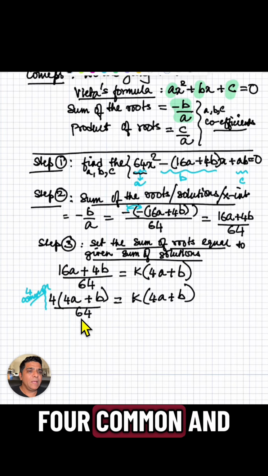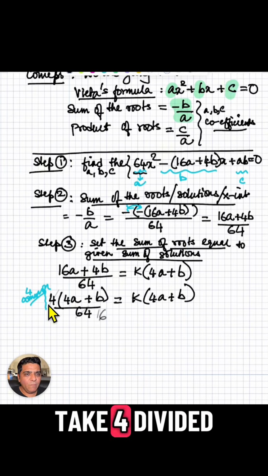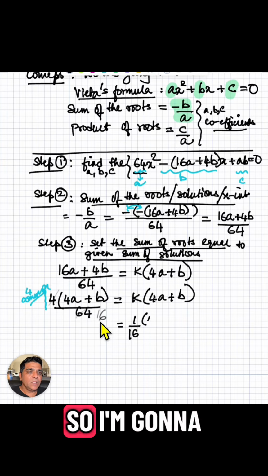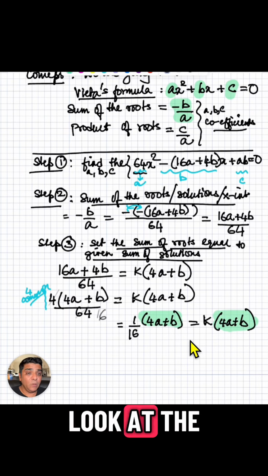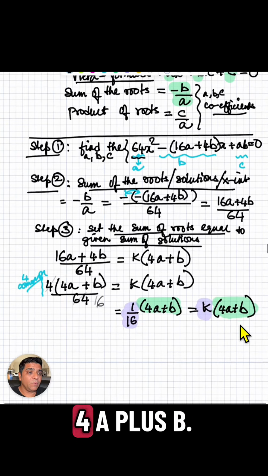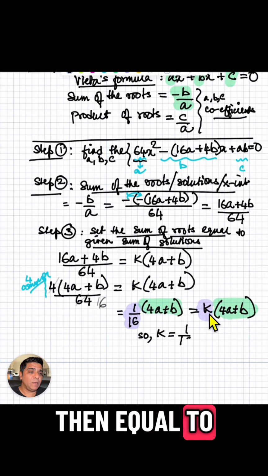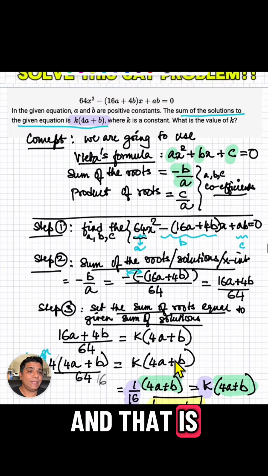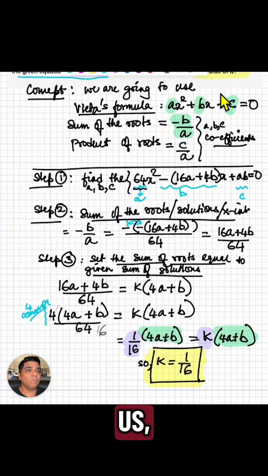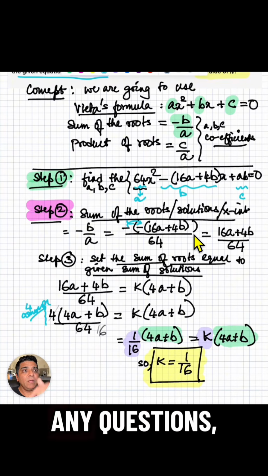So we took 4 common, and then divided by 64, and I'm going to go ahead and take 4 divided into 64 and get 16. So I'm going to write 1/16th of (4a plus b) equals this k in parentheses (4a plus b). Let's look at equivalence now. Now 4a plus b equal to 4a plus b, and 1/16th is then equal to this k term, and that is what we are trying to find. K equals 1/16th, and that is going to be our final answer because they're asking us what is the value of k.